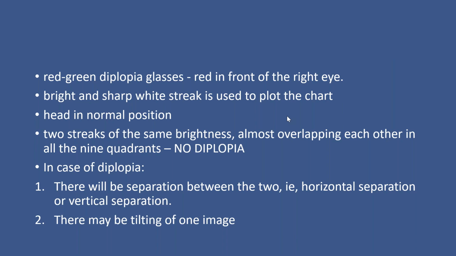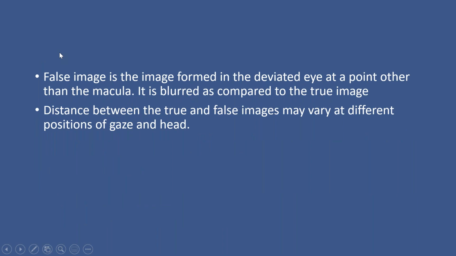If there's a horizontal separation, you have a clue that it's mostly going to be involvement of either the medial or the lateral rectus. If it's a purely vertical separation, then you'll know the superior or inferior recti are involved. If there is tilting, then there is involvement of the obliques. The false image is the blurred image, formed in the deviated eye at a point other than the macula. So it's blurred compared to the true image.